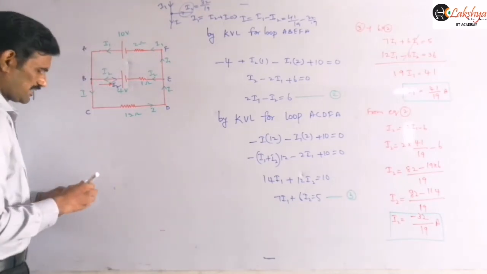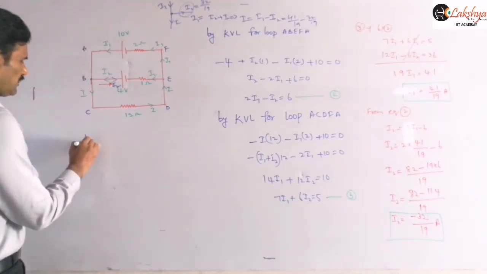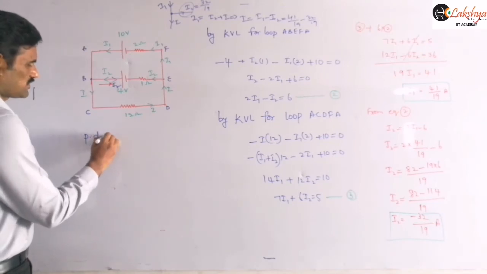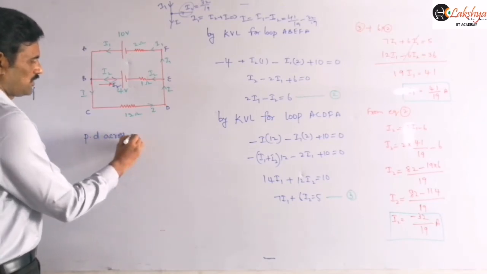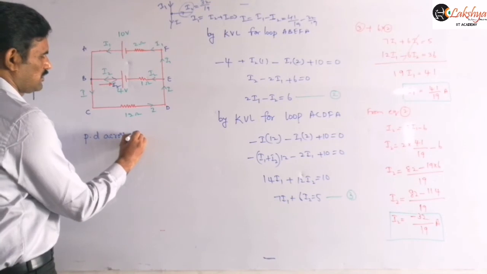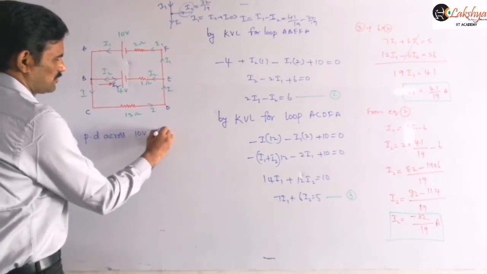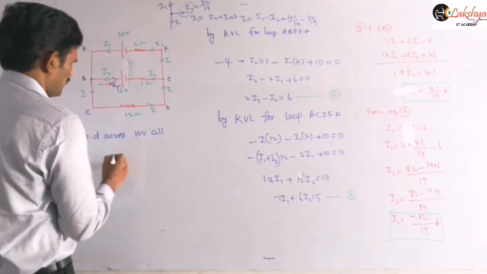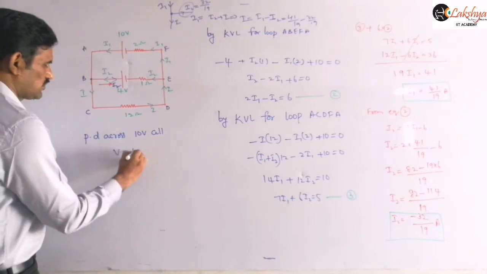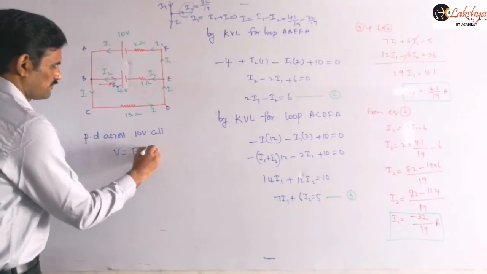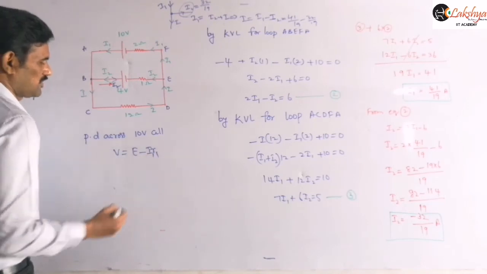So that means I am writing that value also, potential difference across the 10 volts cell, that means first cell, is equal to E minus IR, that means I1 into R1 you may write.